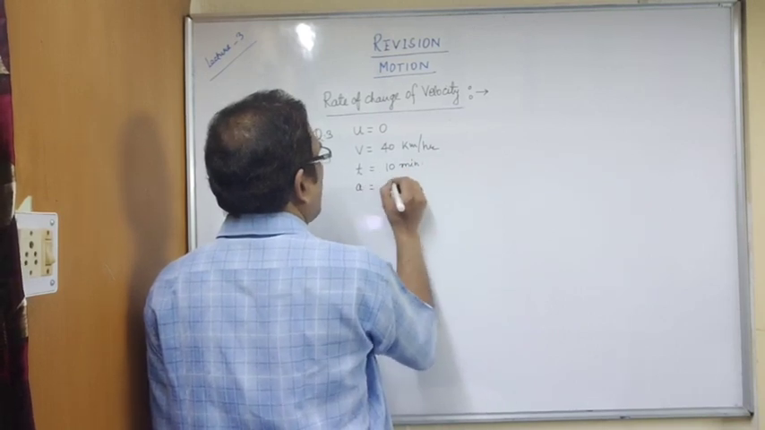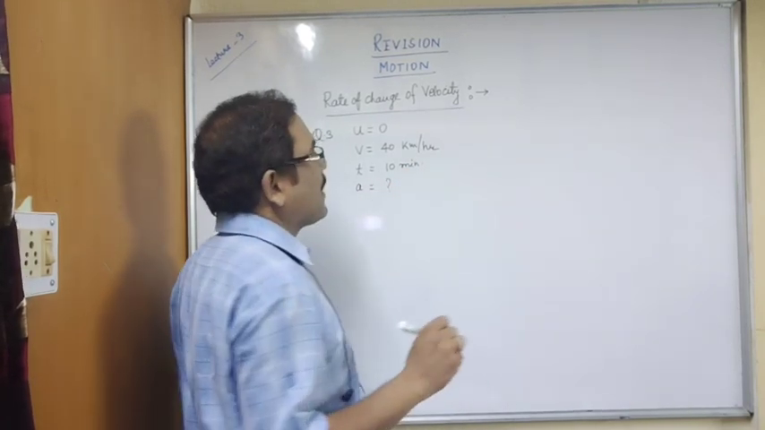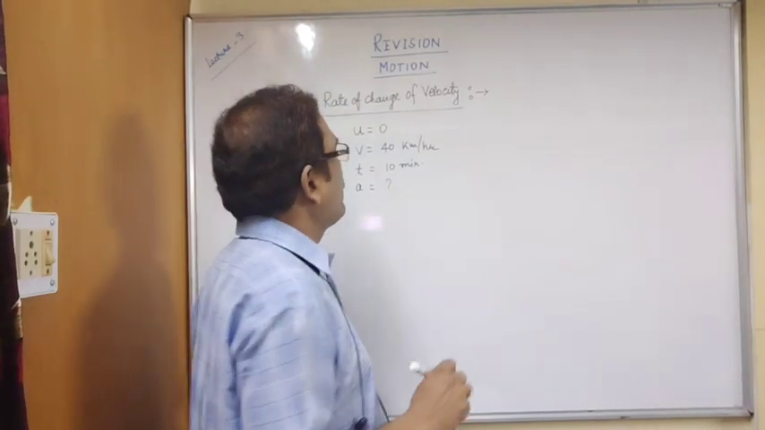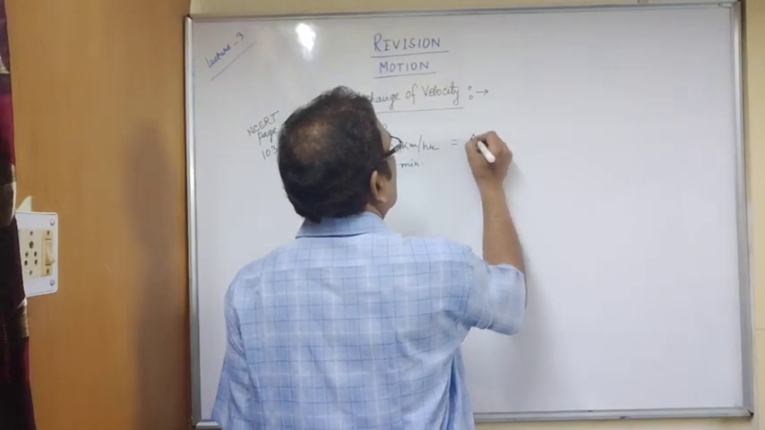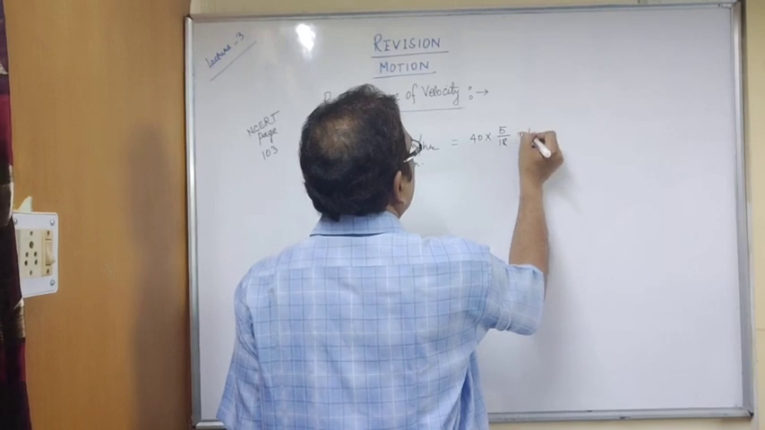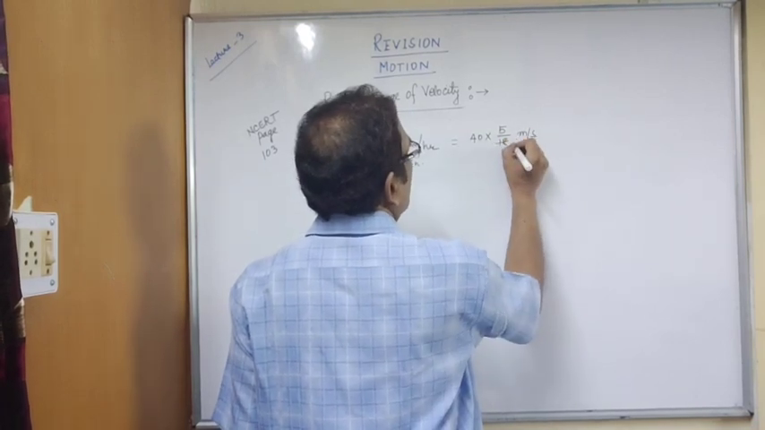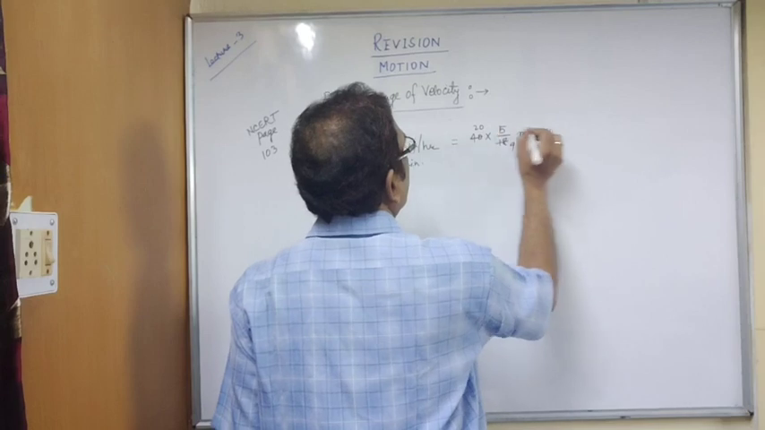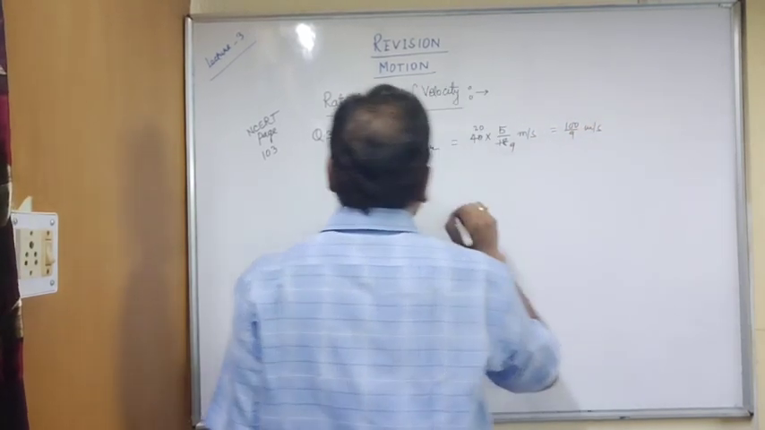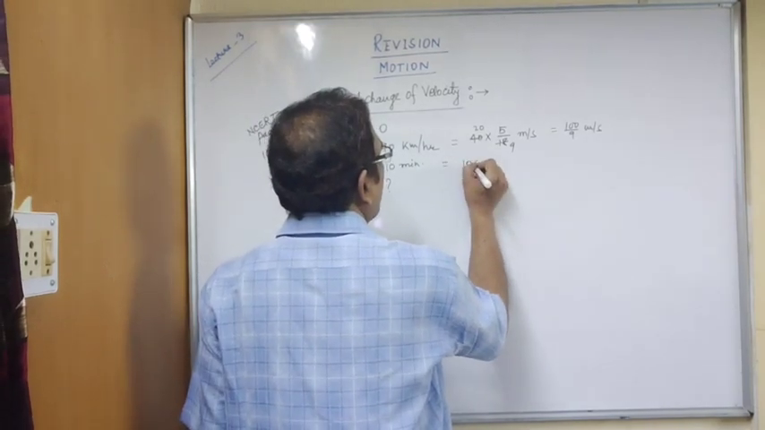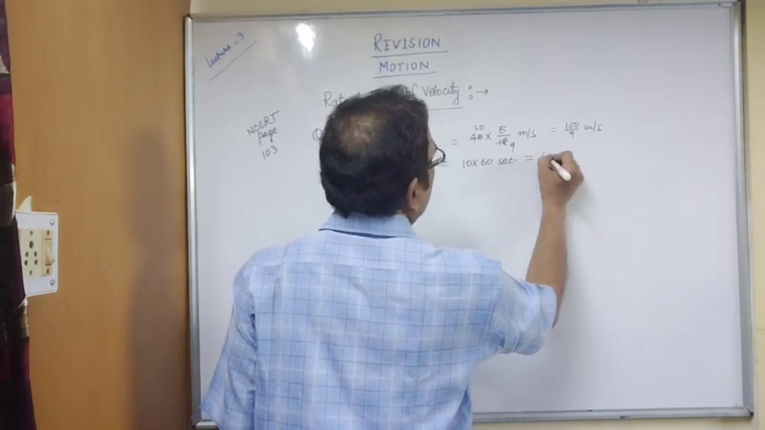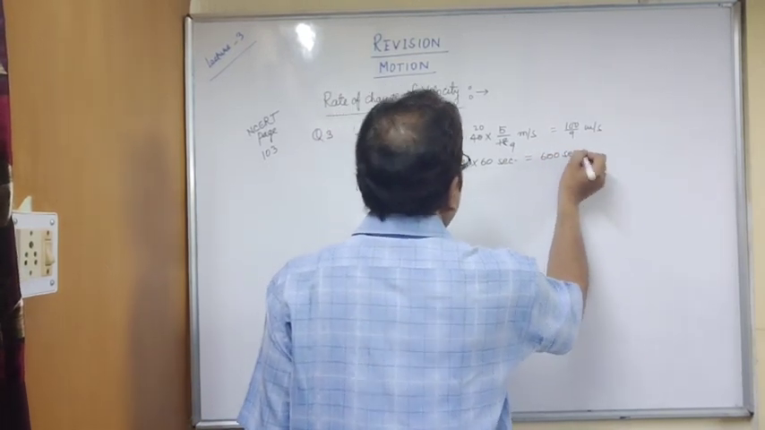You have to calculate acceleration. So convert these quantities into SI unit. So 40 kilometer per hour, so 40 into 5 by 18 meter per second. If you cut it, it will be 100 by 9 meter per second. Then time is 10 minutes, so 10 into 60. Convert it into seconds, so 600 seconds.